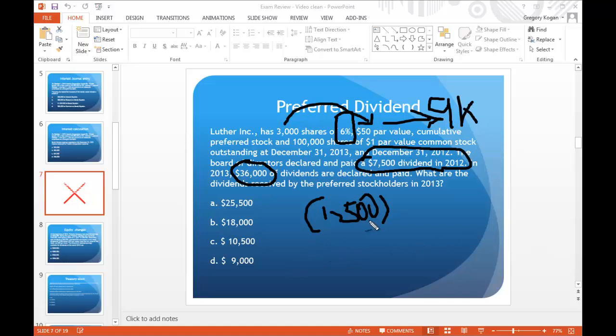So last year we had 1,500 that they still owed us, and this year we have 9,000 that they owe us. So altogether, the preferred dividends are going to get 10,500. Some for last year, some for this year. So the answer is C.